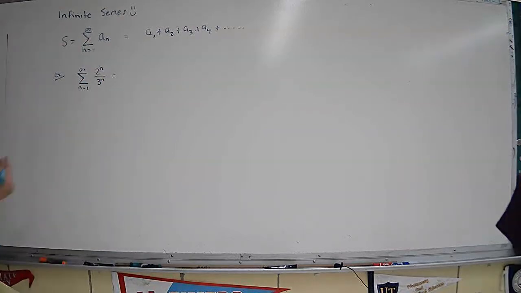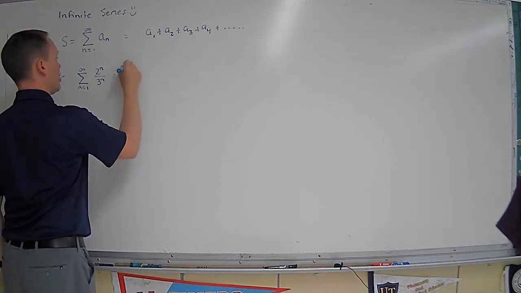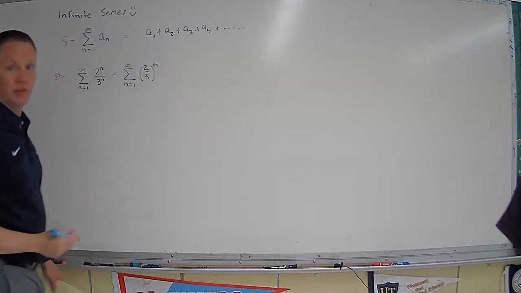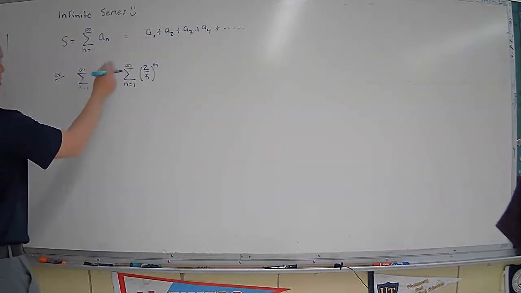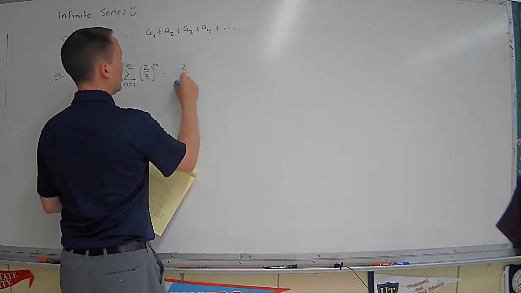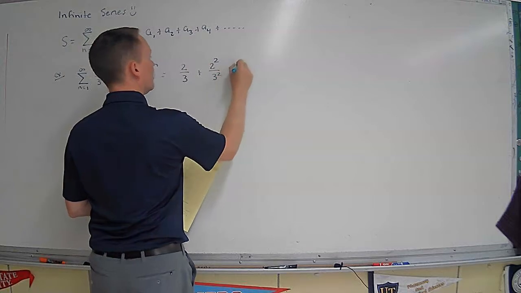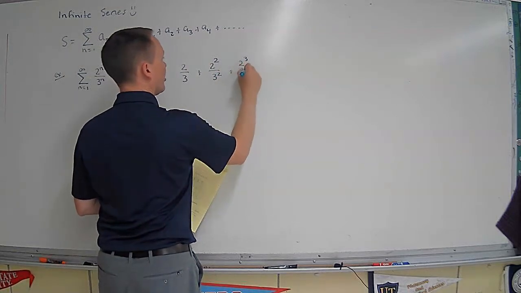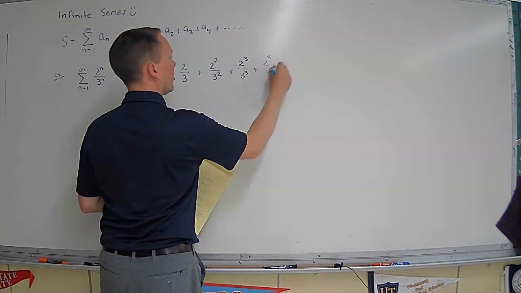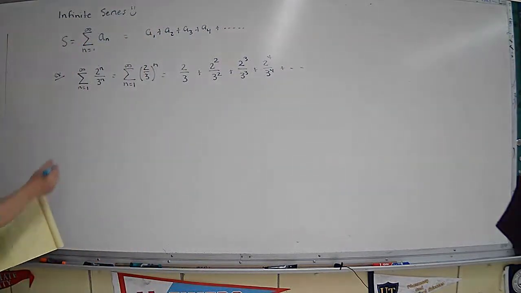So there's one. This could also be written like this. Sometimes you can do some algebra on infinite series and get an equivalent series, which is 2 to the n over 3 to the n. So what does this look like? This is 2/3 plus 2 squared over 3 squared plus 2 to the third over 3 to the third, 2 to the fourth over 3 to the fourth, and so on. Okay.